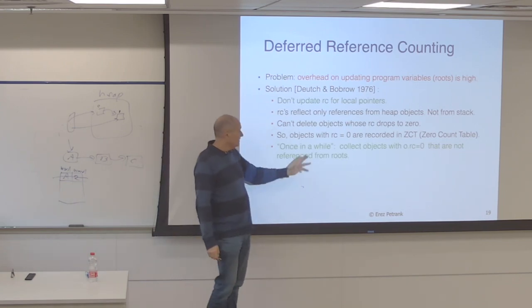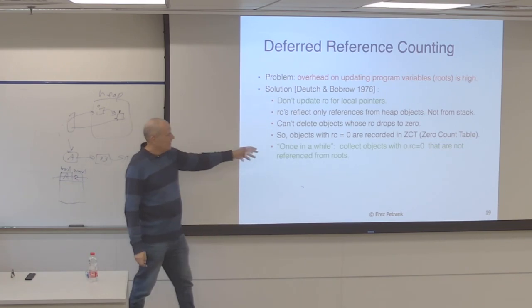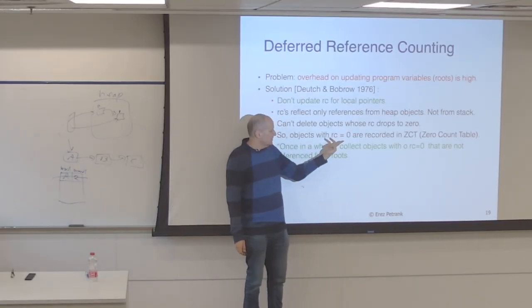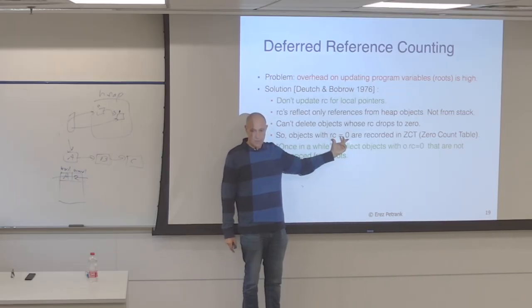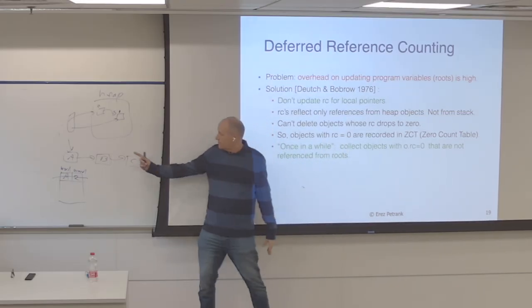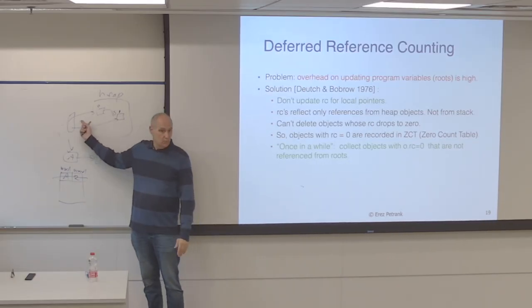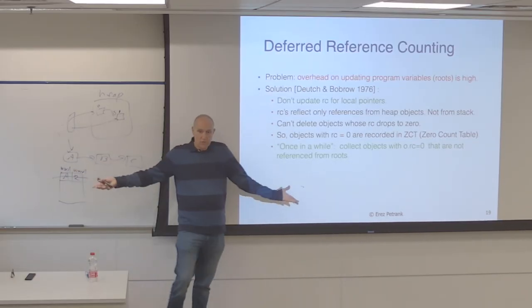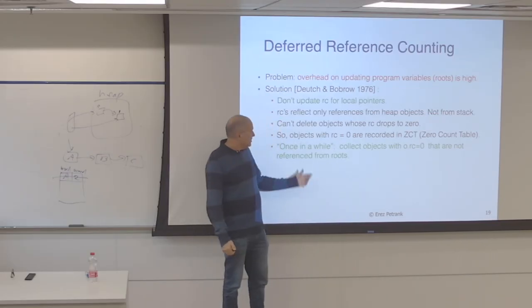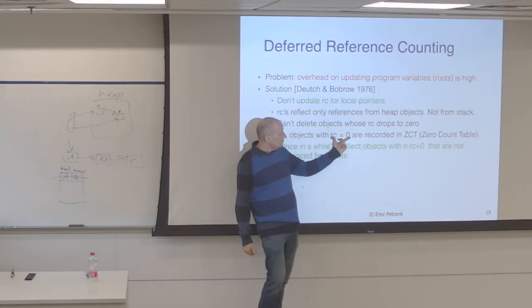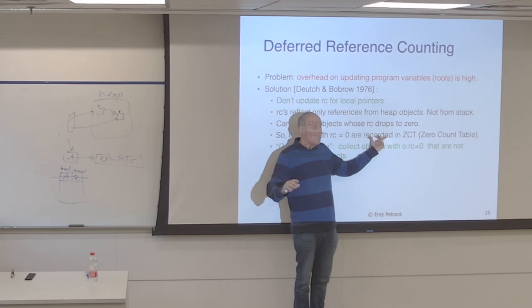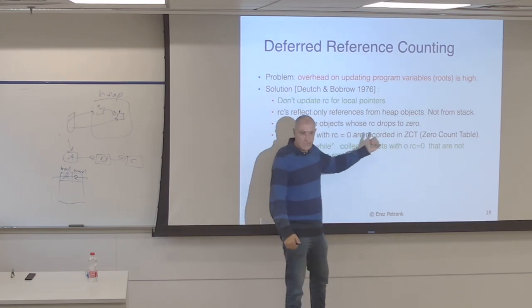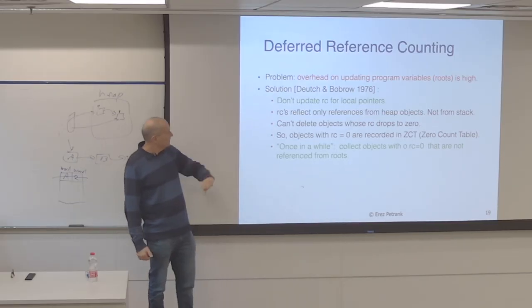So we have to remove that, and the implication of this is that when you see a reference count go down to 0, you cannot reclaim it because maybe it's referenced by the roots. So objects with reference count 0 are recorded. You say, this one went down to 0. I don't know if it can be reclaimed, but I put it in some list. It's called the 0 count table. That's how they called it.